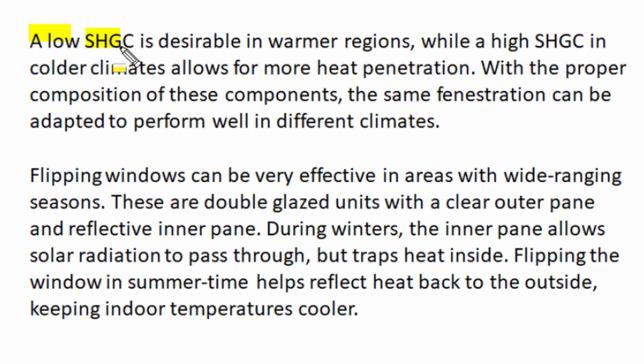A low value of solar heat gain coefficient is desirable for fenestration in warmer regions, whereas a high solar heat gain coefficient is desirable in colder climates, as that allows more heat penetration from the external side to internal working positions. With the proper composition of these components, the same fenestration can be adopted to perform well in both summer and winter climates. Flipping windows can be very effective in areas with wide-ranging and harsh seasons. These flipping windows are basically double glazed units with a clear outer panel and a reflecting inner panel. During winter, the inner panel allows solar radiance to pass through but traps the heat inside. Flipping the window in summertime helps to reflect heat back outside, keeping the indoor temperature cooler.